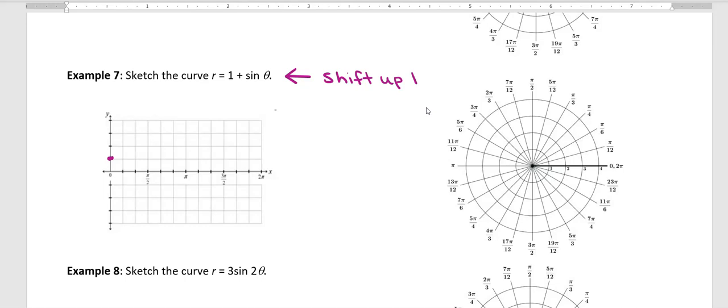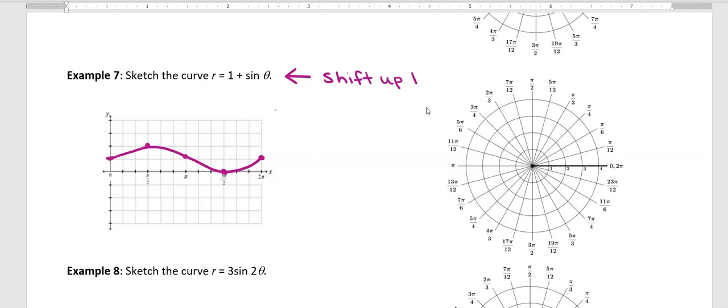And then at pi over 2, normally we would be at 1, but now we're going to be at 2. Okay, so once you get the general shape of the graph here, using the idea of the sine function being shifted up 1, you can graph and connect your points. I want you to relate this back to r and theta.